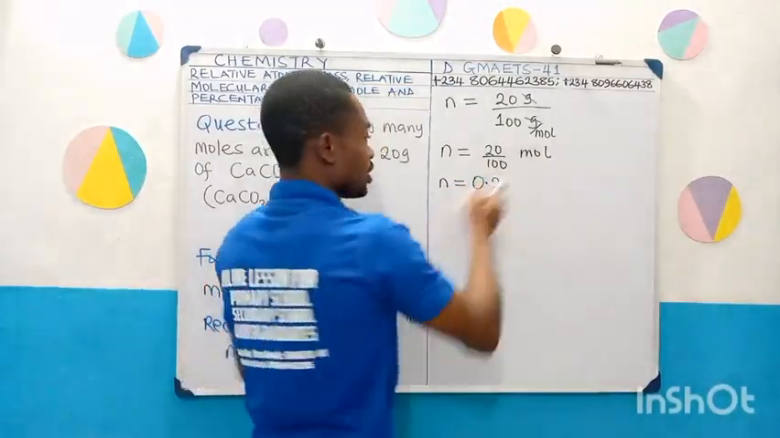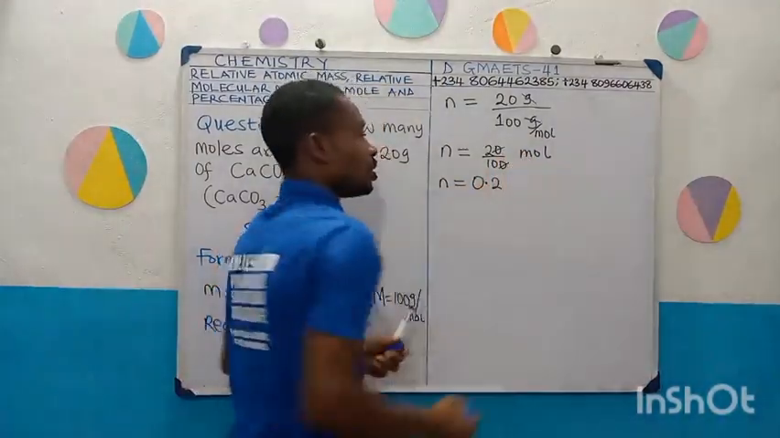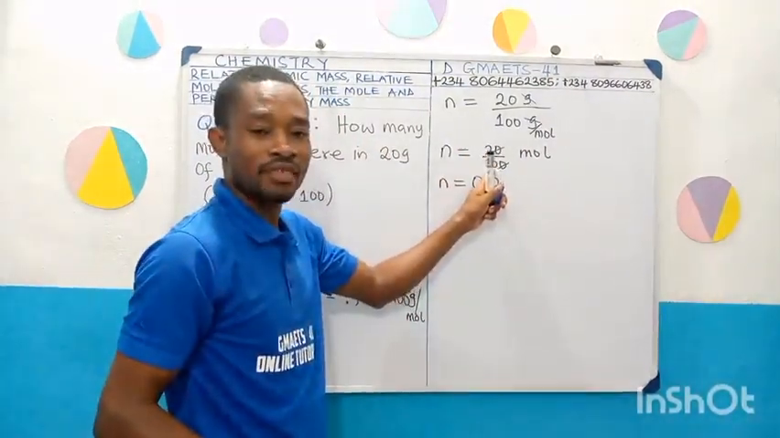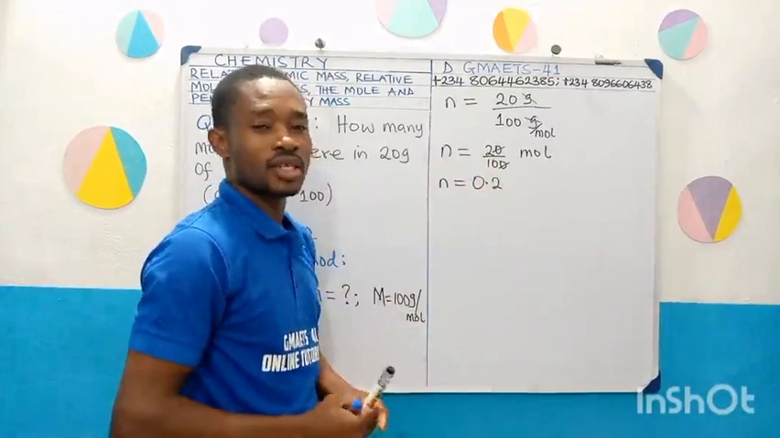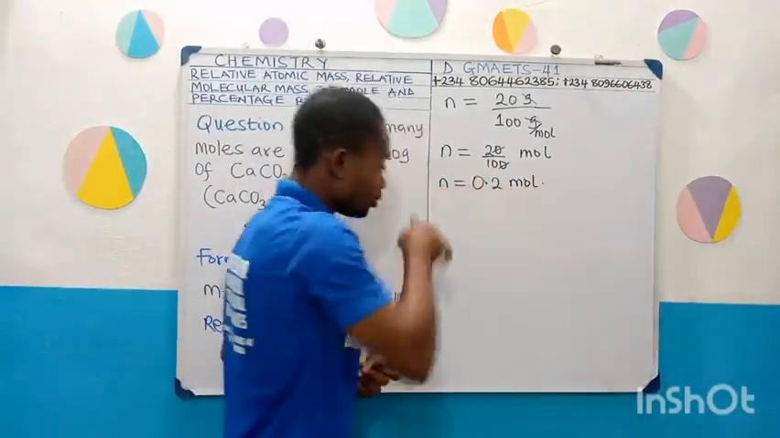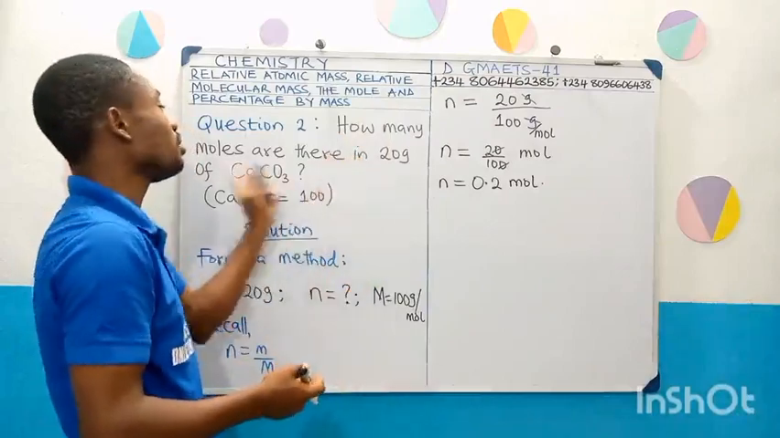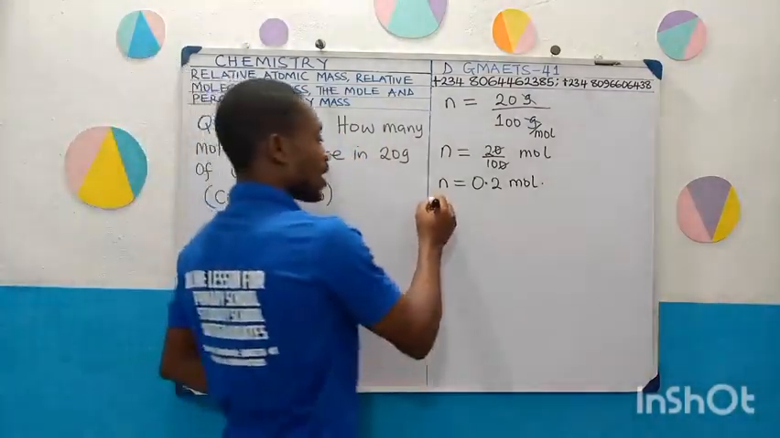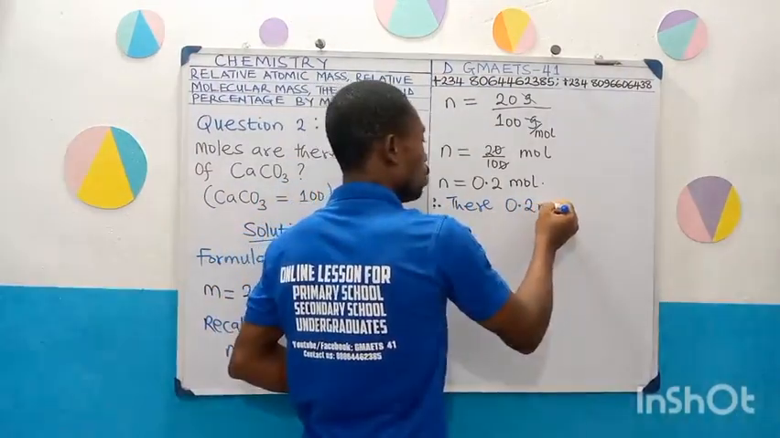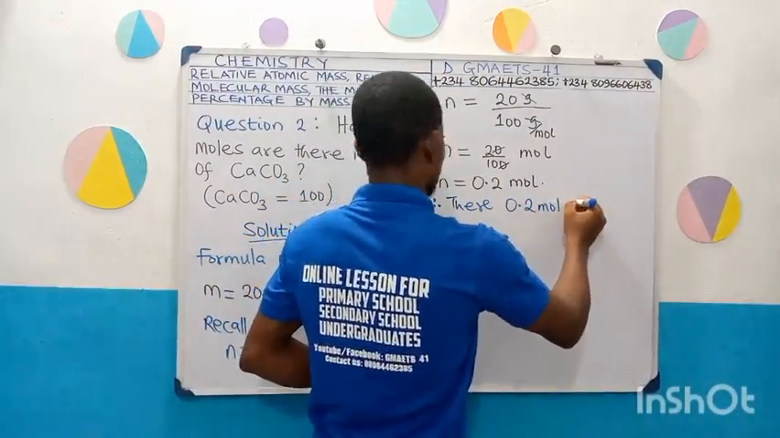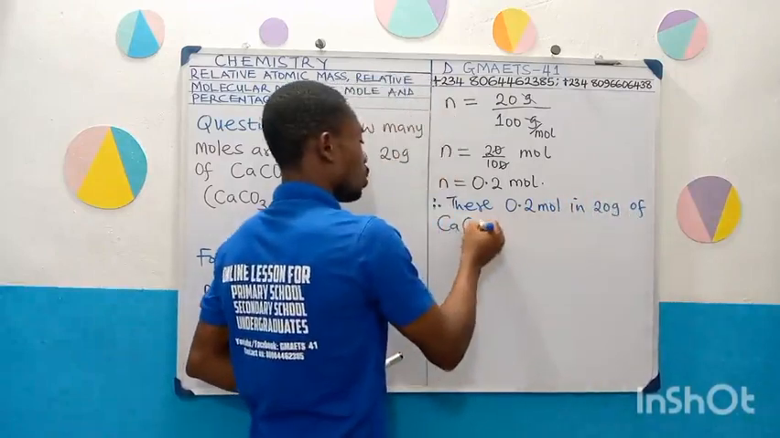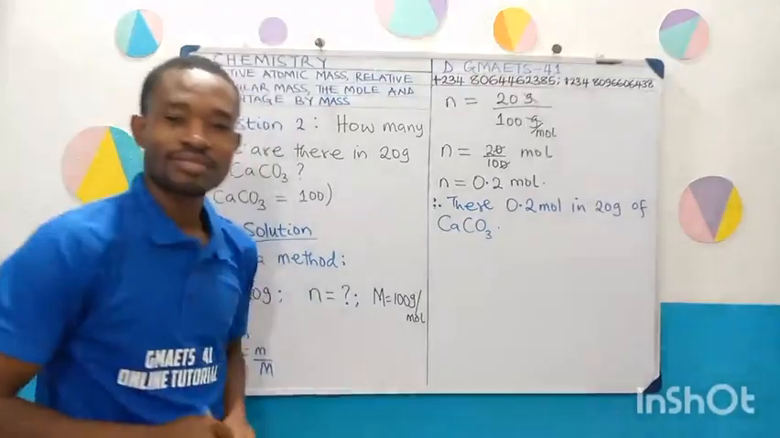From here, these last zeros we cancel out. Then 2 can go into 2, you have 1. 2 can go into 10, you have 5. 1 over 5 is 0.2. So 0.2 moles. We can conclude, because we are asked to find how many moles there are in 20 grams. So I can say, therefore, there are 0.2 moles in 20 grams of calcium trioxocarbonate 4.